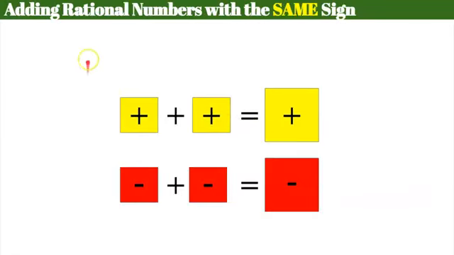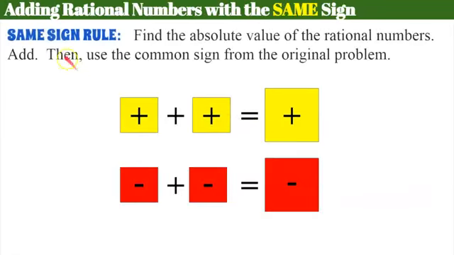So first, we're going to talk about adding rational numbers with the same sign. So we have our same sign rule. Just as we did with our integers, we are going to find the absolute value of the rational numbers, add, and then use the common sign from the original problem. So it looks like this. We have square here because the integer chips were round, so I want to identify that these are rational numbers.